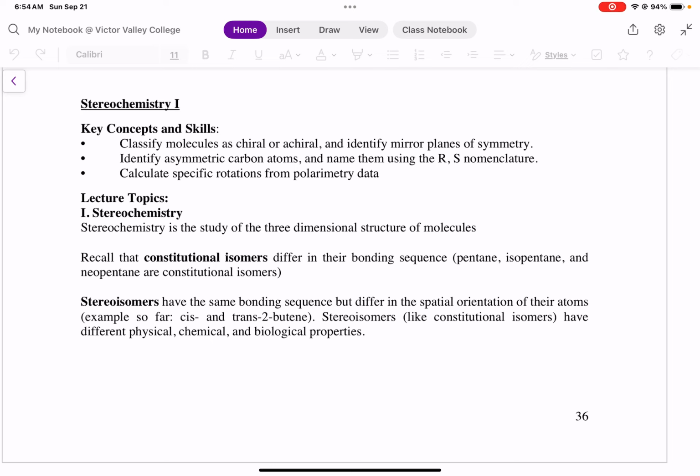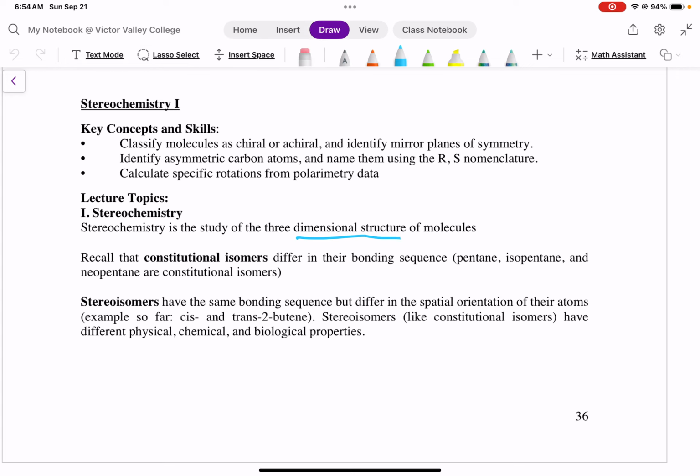All right, we are doing stereochemistry today. Stereochemistry refers to the three-dimensional structure of molecules, okay? Just like an object, like a chair or a pair of shoes, molecules have a three-dimensional structure as well, and so that's what we're going to be looking at.